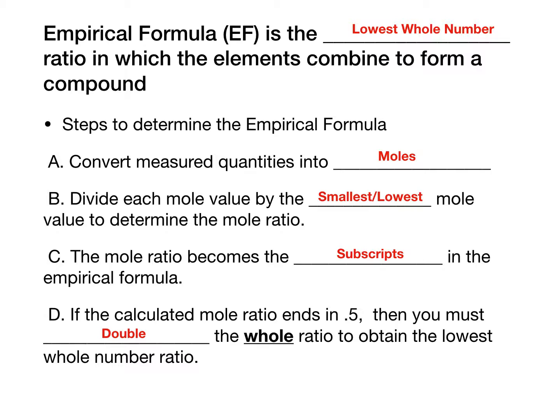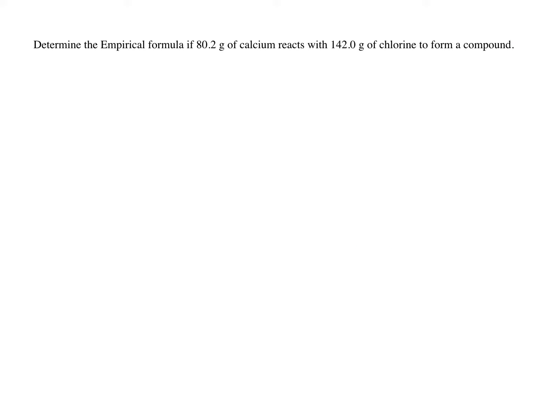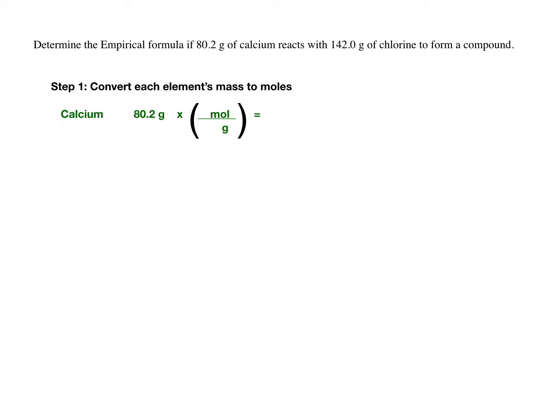Looking at example number 1. Determine the empirical formula if 80.2 grams of calcium reacts with 142.0 grams of chlorine to form a compound. So, first step is to convert each element's mass or measured quantity into moles. Let's take a look at calcium. We have used 80.2 grams in the lab, so we need to convert that grams into moles.